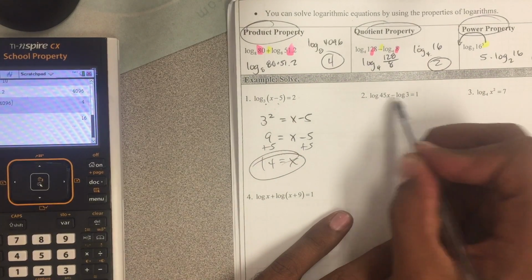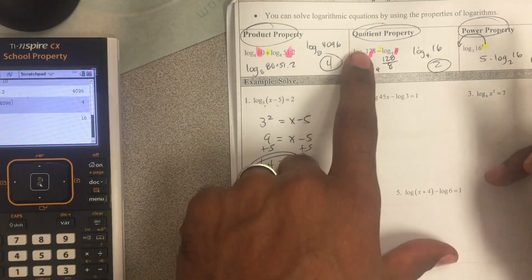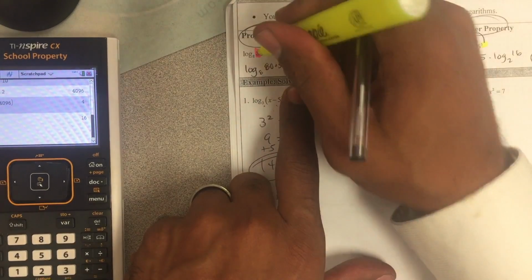Okay, now here I've got 2 logs that are the same base, and that's one key thing you need to remember. We can only use these quotient and product properties as long as the bases are the same.